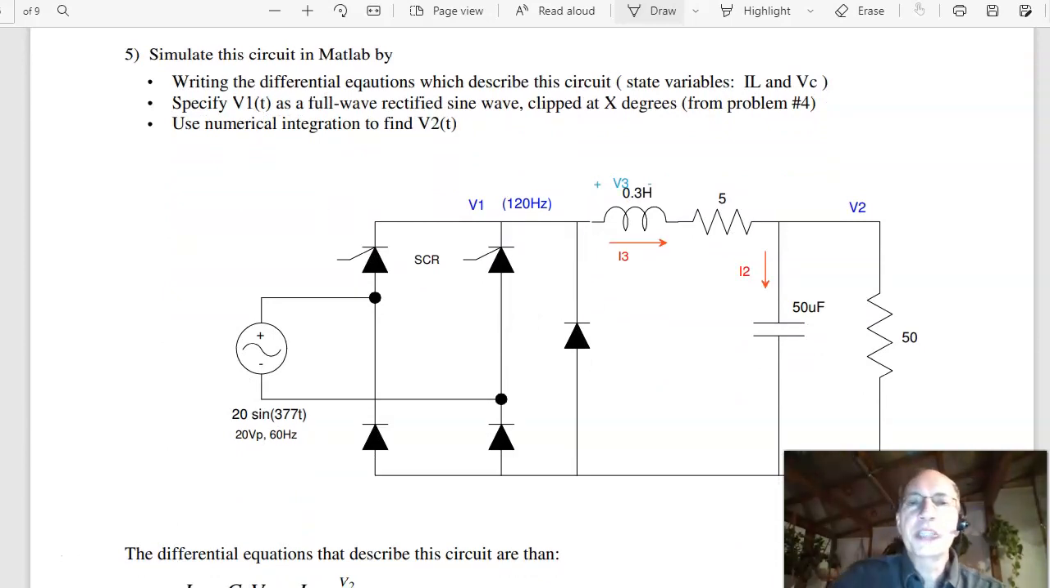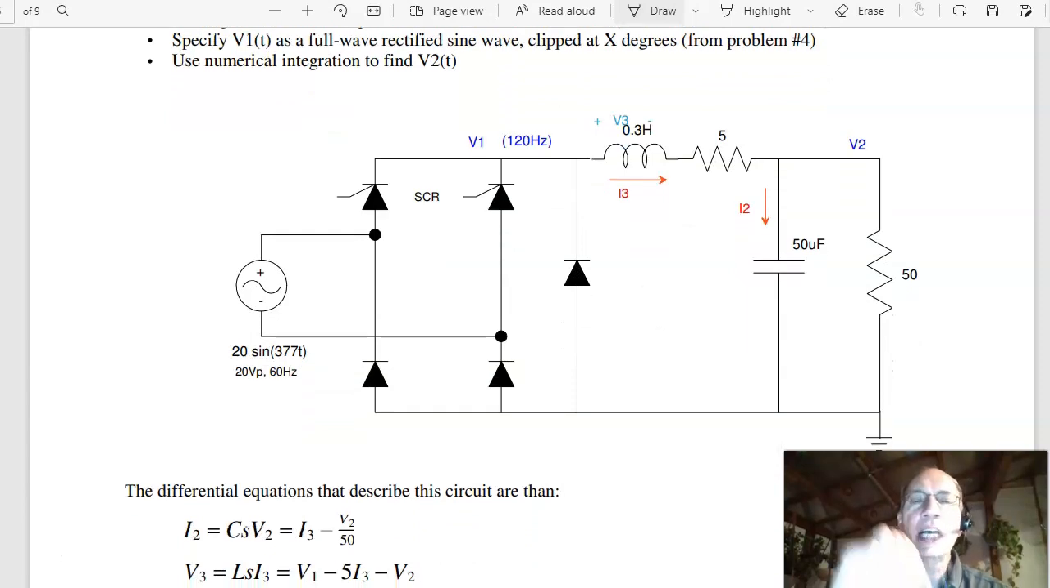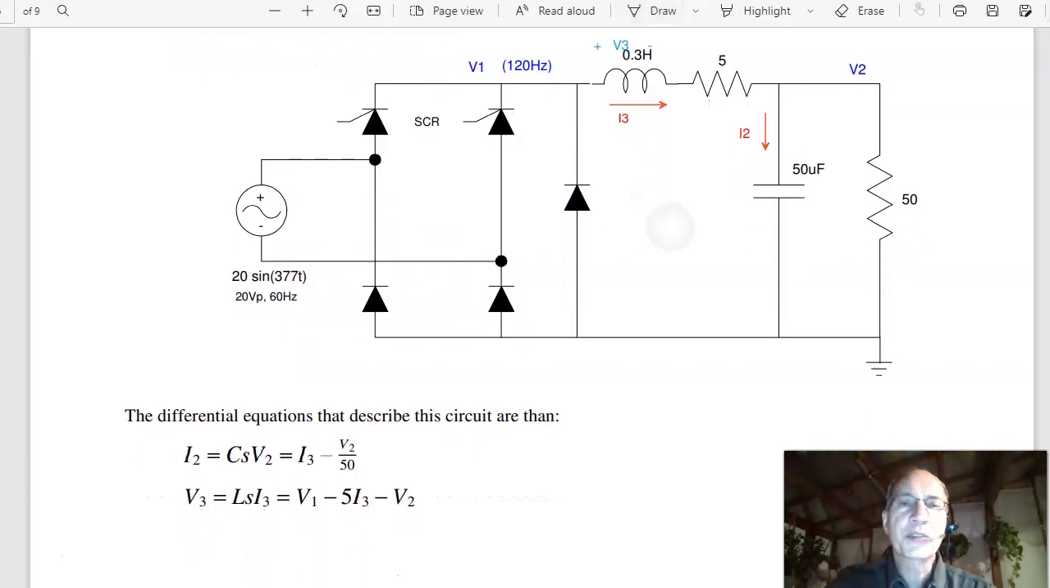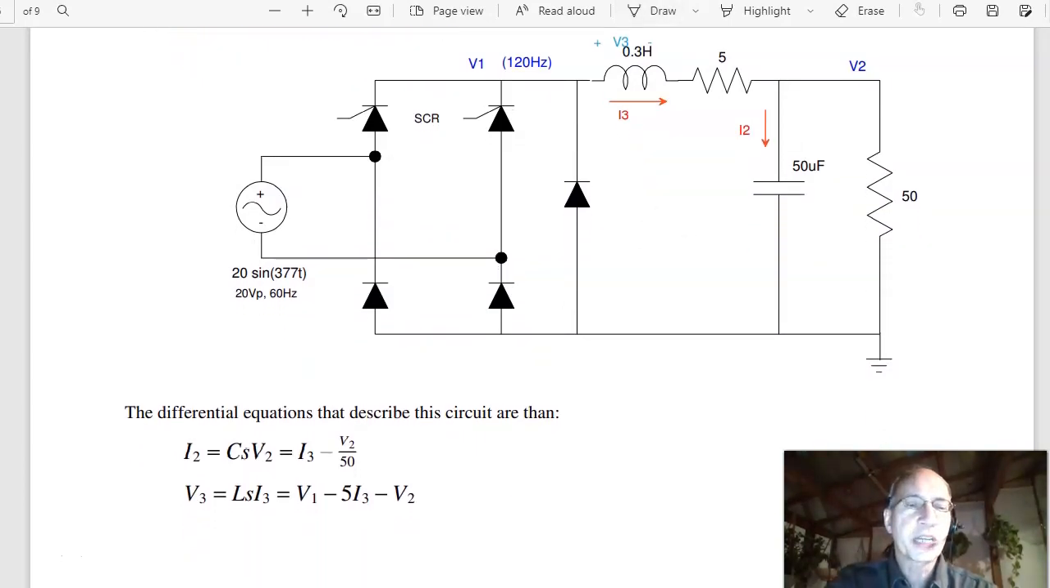Write the differential equations that describe this circuit. How I generate V1, the circuit doesn't care. Once I have V1, I can find the current I3 and the voltage V2. The basic equation for a capacitor is I equals C dV/dt. So I can find I2, which gives the derivative of V2. I2 is just the current in minus current out. That's I3 minus V2 over 50. That gives you I2, which is C dV/dt.